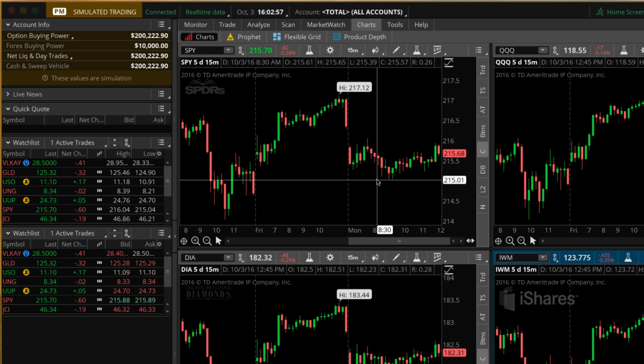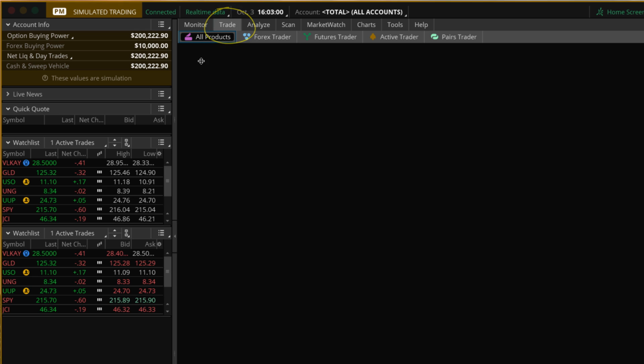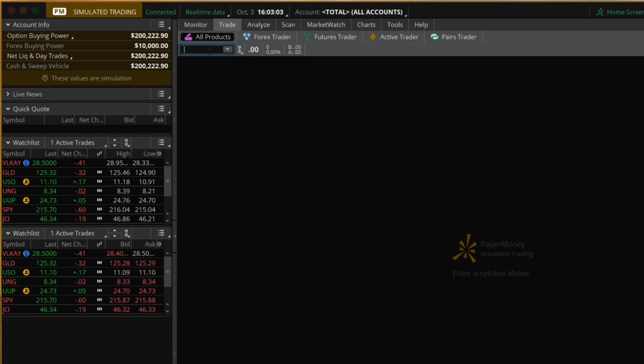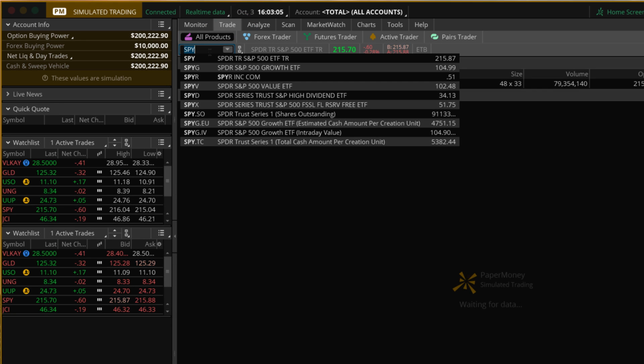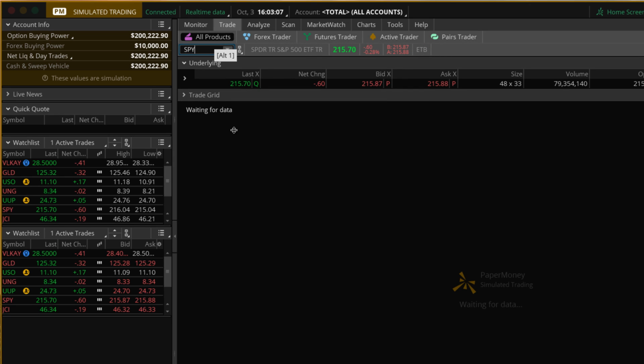So let's say we wanted to buy a call at the lows. Okay, so you go to the trade tab and you put in your symbol. I put in SPY, and let's work with the current expiration weeklies here.